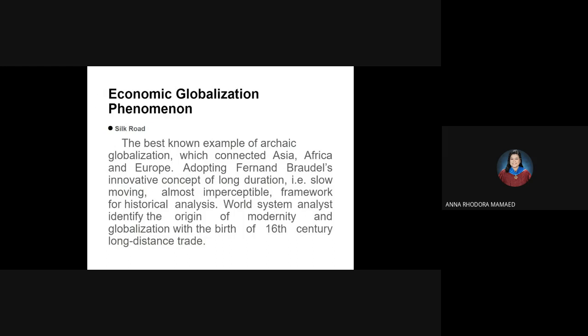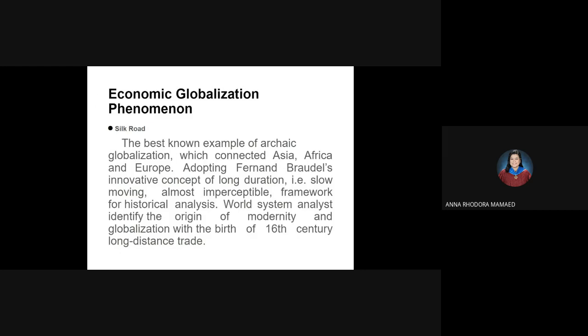But where does economic globalization happen? Economic globalization has a Silk Road. The Silk Road is the best example of archaic globalization, or the relationships between communities and states created by the geographical spread of ideas and norms. It happened when China shared goods and ideas and expanded throughout the world through the Mediterranean, India, and Southeast Asia.